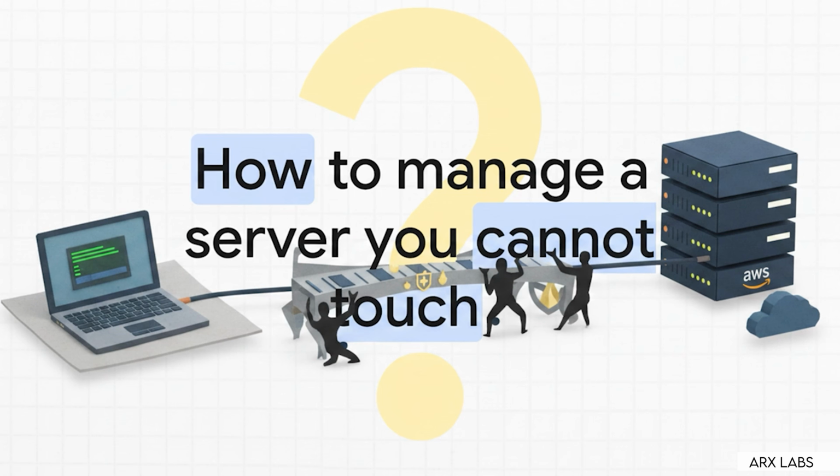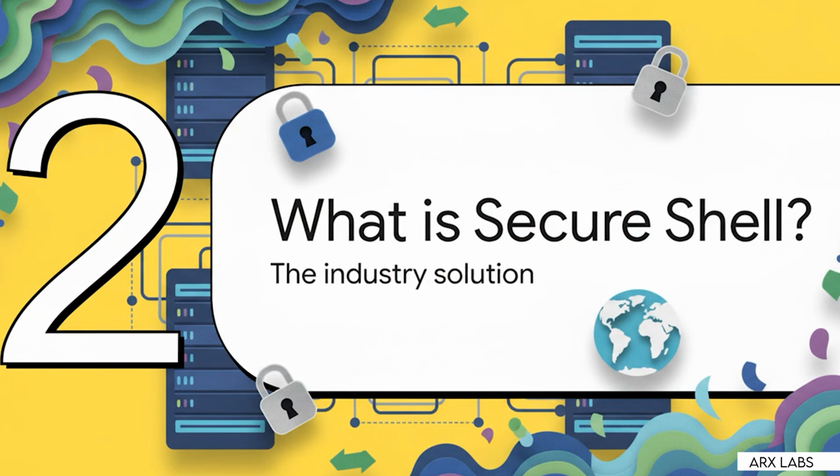You absolutely need a secure bridge to that EC2 instance sitting in Virginia, and it has to be a bridge that hackers can't easily cross. Which brings us to the industry standard solution in Section 2.